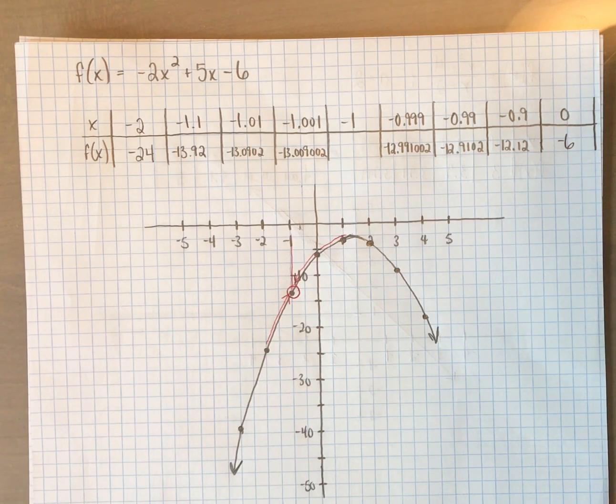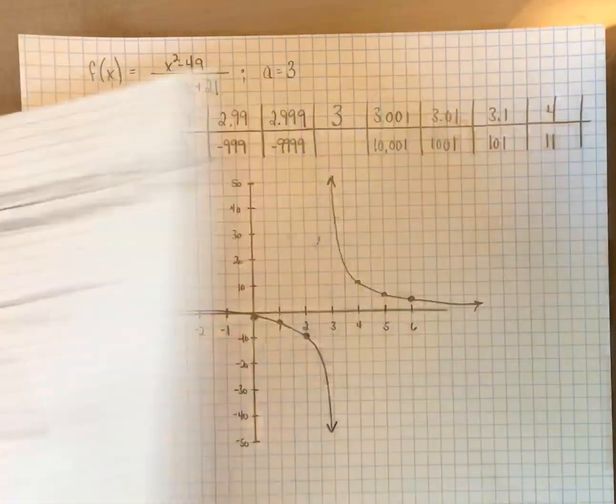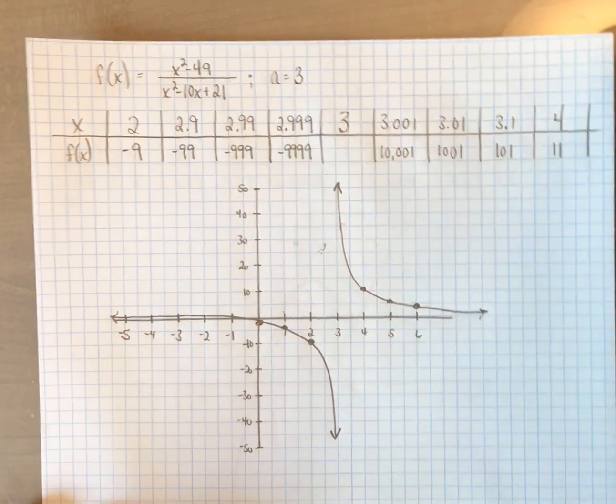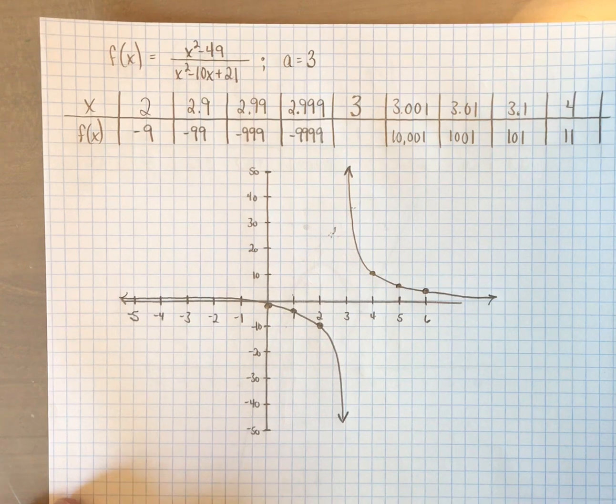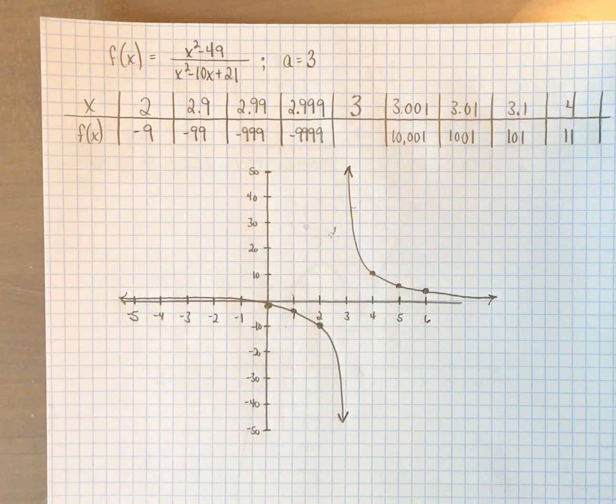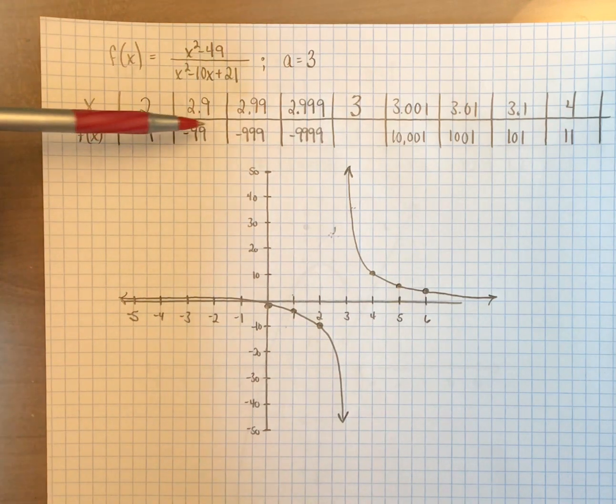So the graph is an unreliable method for finding the value of a limit. However, there is nothing faster when it comes to simply saying, does the limit even exist? So let's look at a couple examples where the limit does not exist. Again, examples from the previous lesson. This one is the other rational function, f of x equals x squared minus 49 over x squared minus 10x plus 21 at the target value of 3.